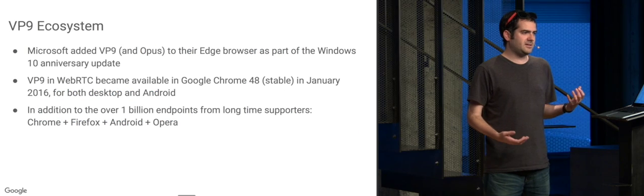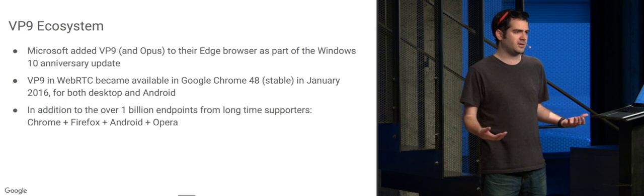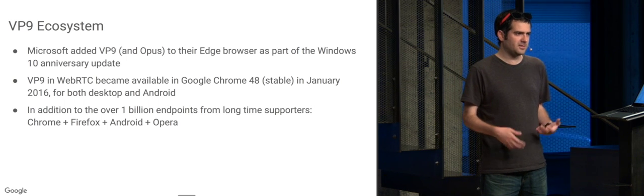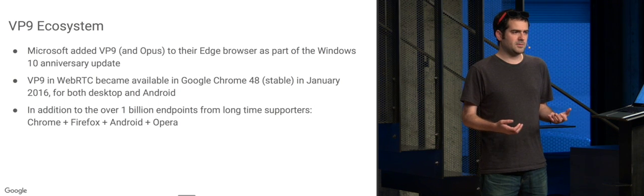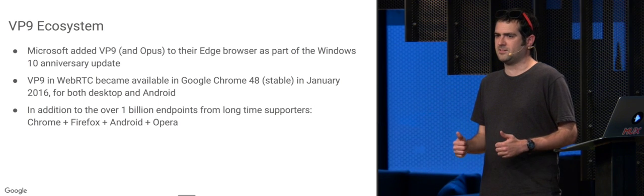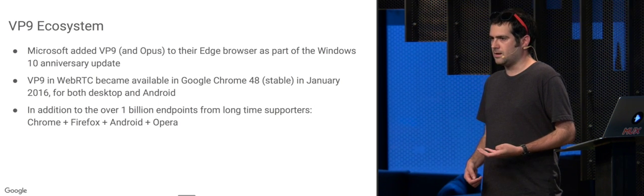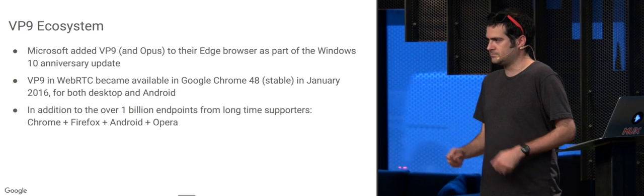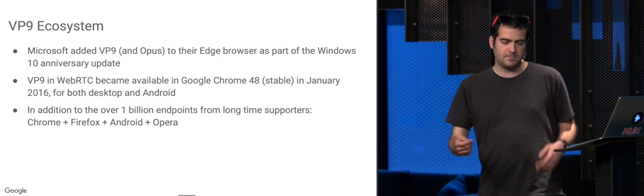So the outside VP9 ecosystem has also been expanding. Microsoft added support for VP9 and for the Opus audio codec to the latest version of their new browser, the replacement for Internet Explorer called Edge. And it's part of the Windows 10 anniversary update. VP9 in WebRTC became available in Chrome 48 in January for both desktop and Android. And in addition to these new players that we're super happy to be dealing with, we also still have over 1 billion endpoints from our longtime promoters, Chrome, Firefox, Android, and Opera. So you can serve VP9 a lot of places. There's also a lot of 4K TVs that support VP9.